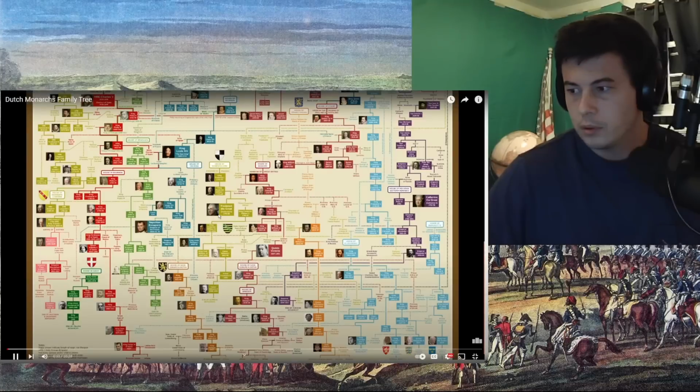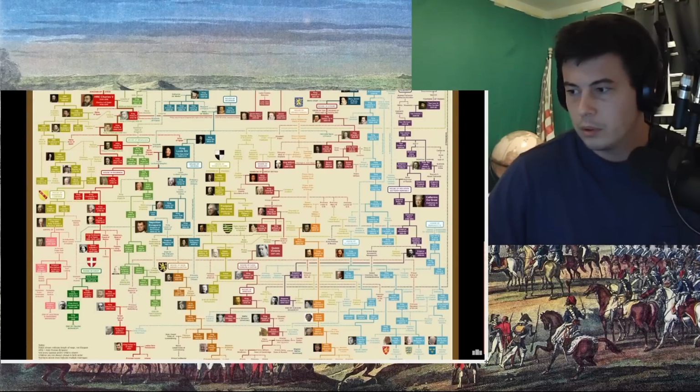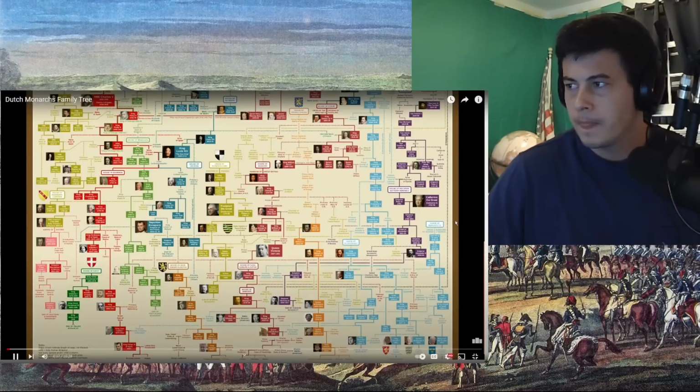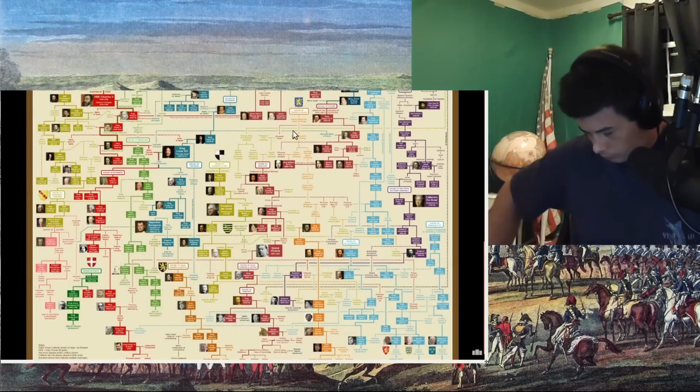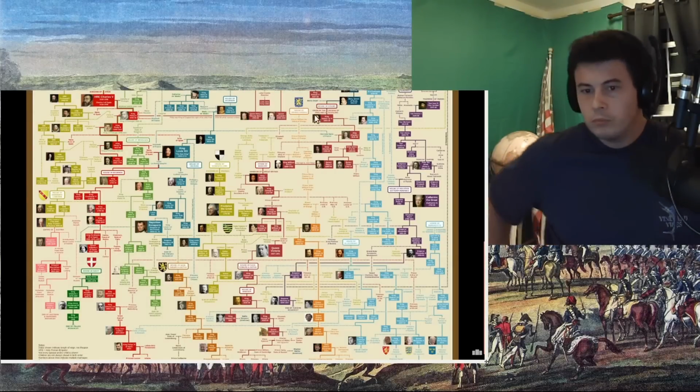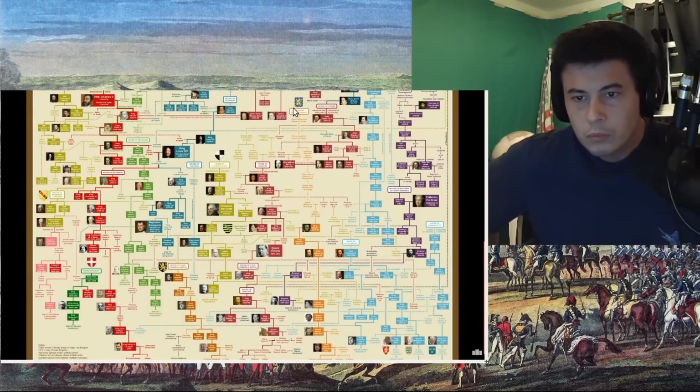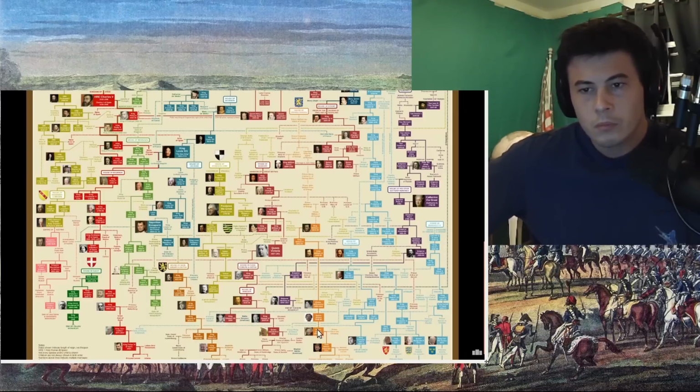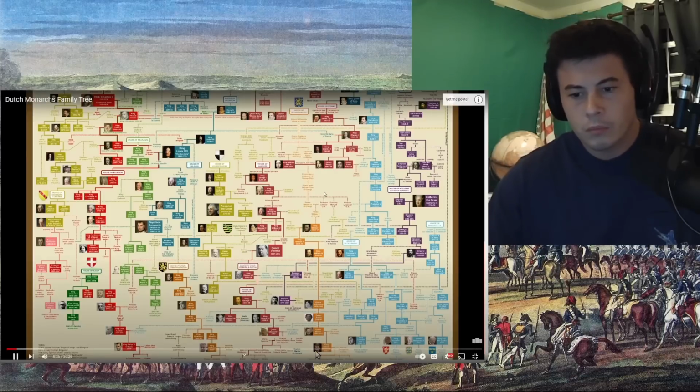Today I'm going to show you the family tree of the Dutch monarchy, which is one of the newer monarchies in Europe. We're going to start up here with William the Silent, the founder of the House of Orange-Nassau, and trace the line all the way down to the current monarch of the Netherlands, King Willem-Alexander.